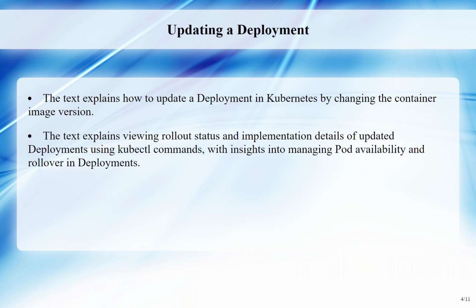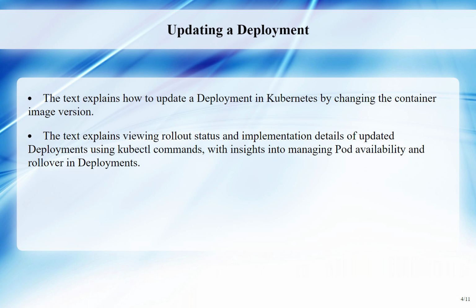The text also explains how to view the rollout status and details of the updated deployment using kubectl commands. It further delves into how deployments ensure that only a certain number of pods are down while being updated, with default settings ensuring at least 75% of the desired number of pods are up, and at most 125% are created above the desired number. The text provides insights into how deployments manage the creation and deletion of pods during updates, ensuring availability of pods within specified limits.